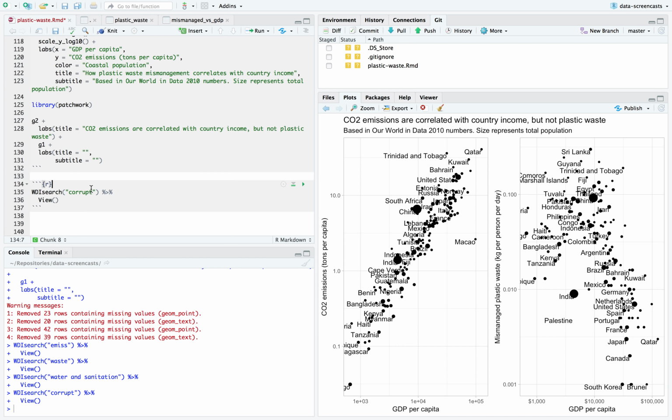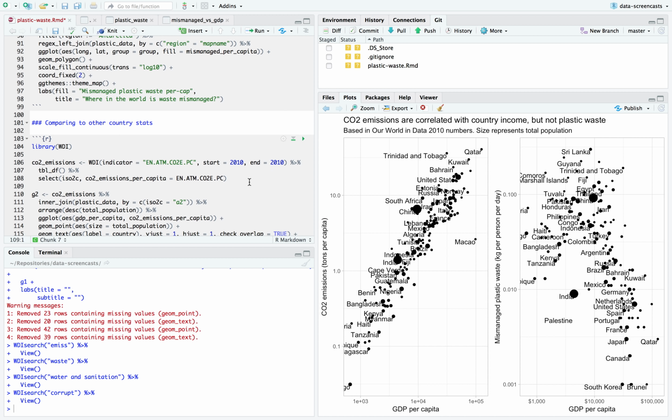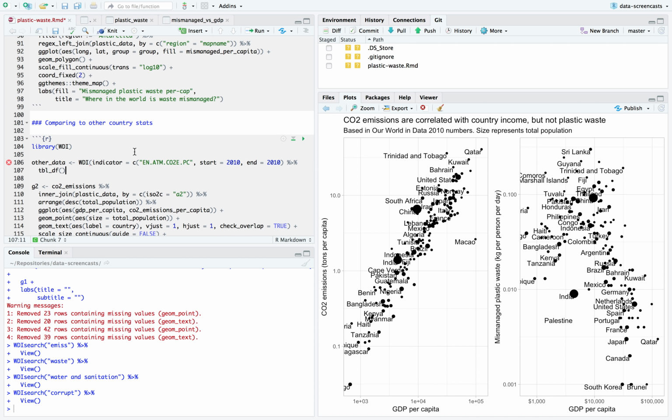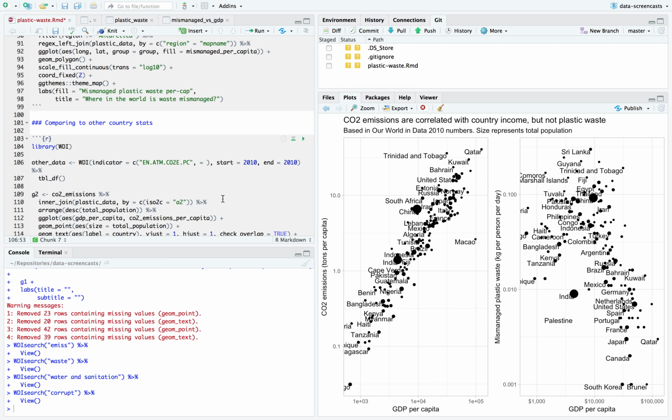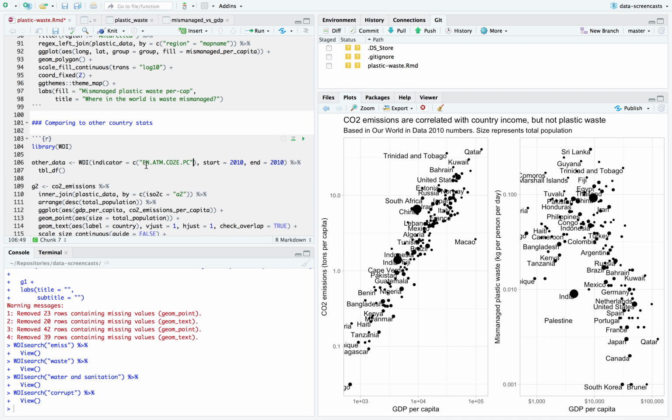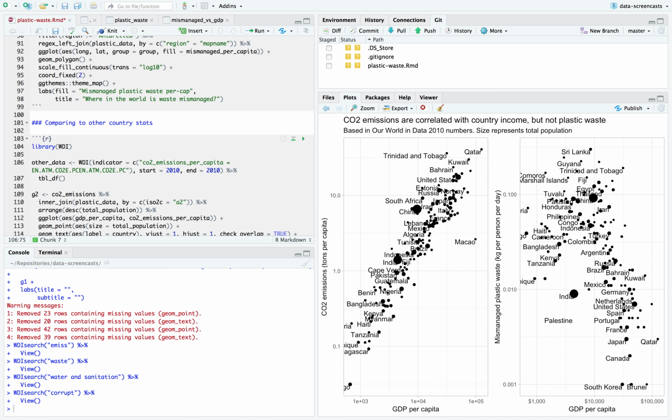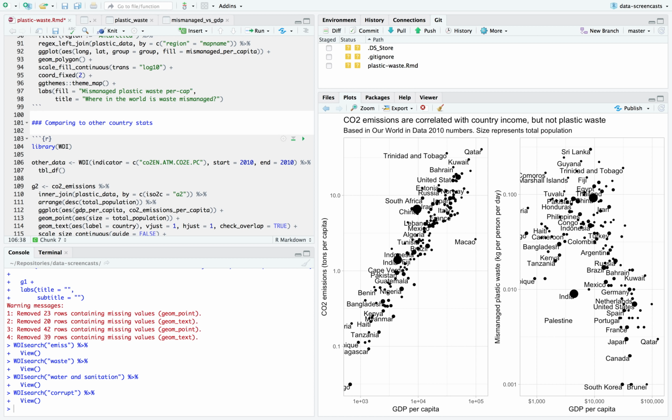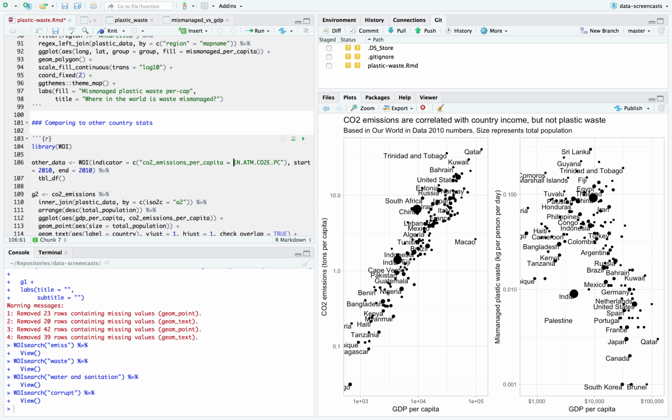Let's see what that looks like. Can it even be downloaded? I'm going to say other data. I learned this last week from the creator of the WDI package, that I can actually do renaming right here. I can say, well, I want to name this CO2 emissions per capita, so I can do CO2 emissions per capita equals this.